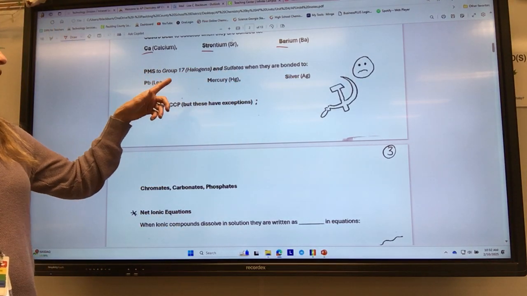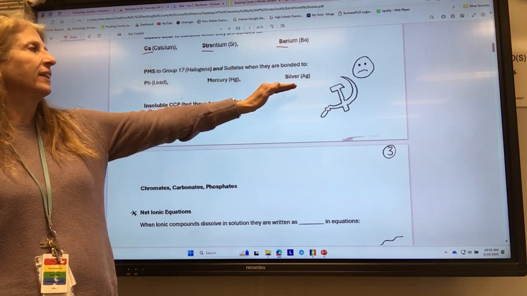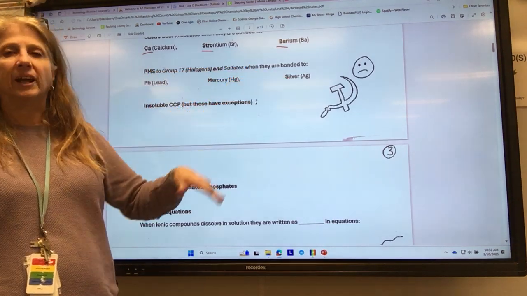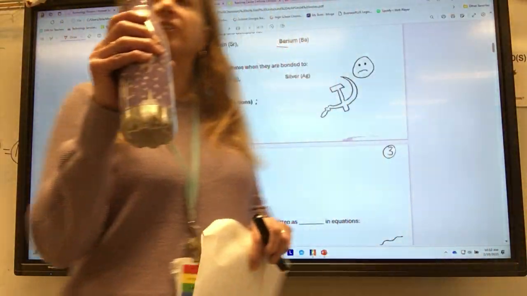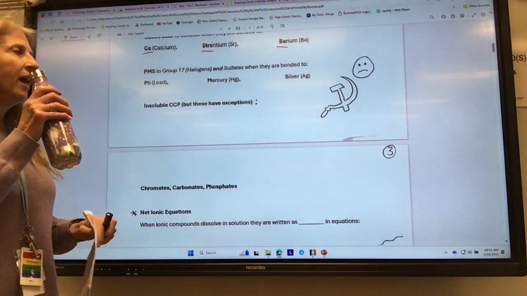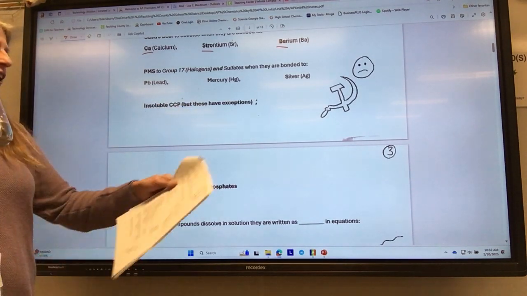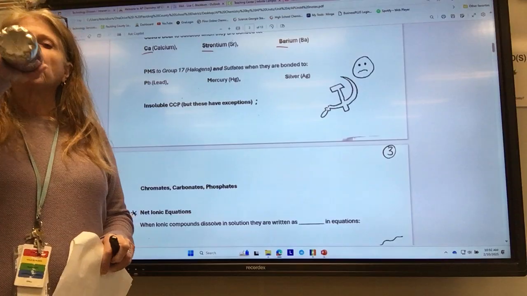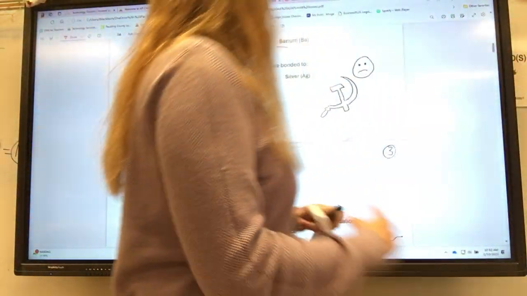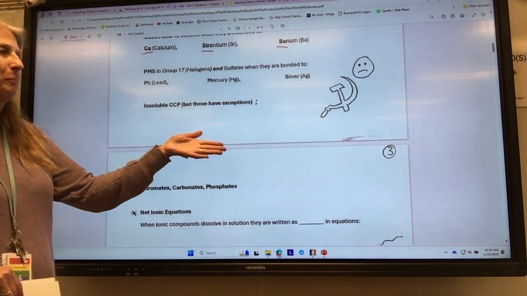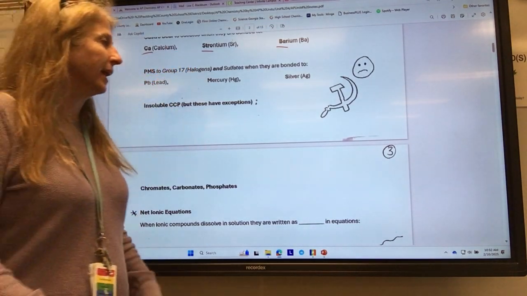So these are the exceptions to halogens and sulfates. If they're bonded to these, they're going to precipitate out. The reaction will not just all hang out as ions, it'll do that. Now there's another exception, that's CCP, and that's why there's a hammer and sickle. The CCP is the Chinese Communist Party, right? So we're going to remember these things. Castro Bear, he's communist too. We have a lot of communism today in our news.